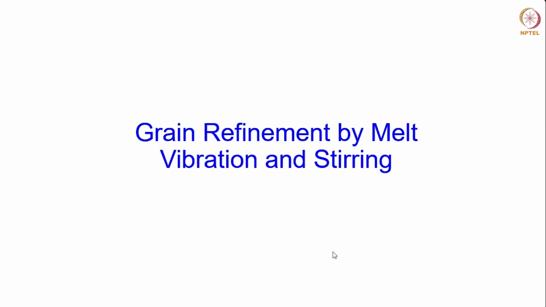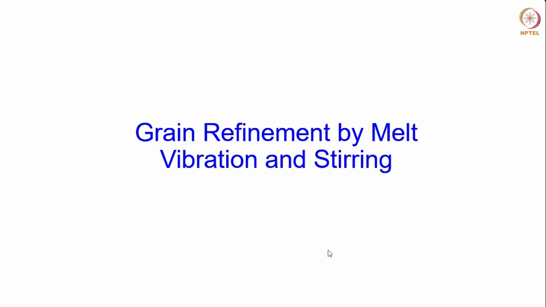But in the liquid metal, apart from the addition of such inoculants, you can take the help of some other mechanisms through which the grain size can be refined, and vibrating or agitating the melt is one such mechanism through which the grain size can be refined during the melting and casting process. So, that is what we are going to talk about right now.